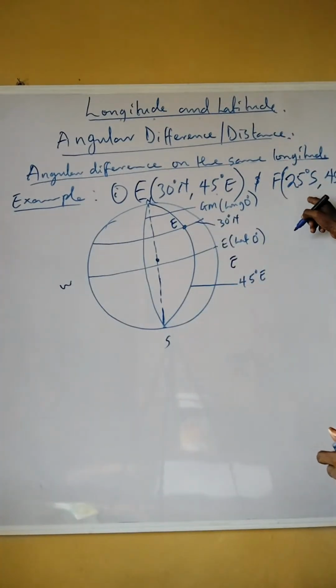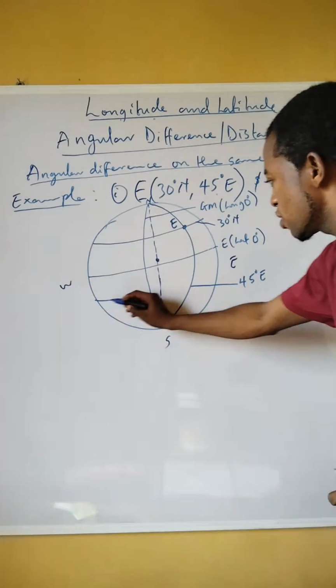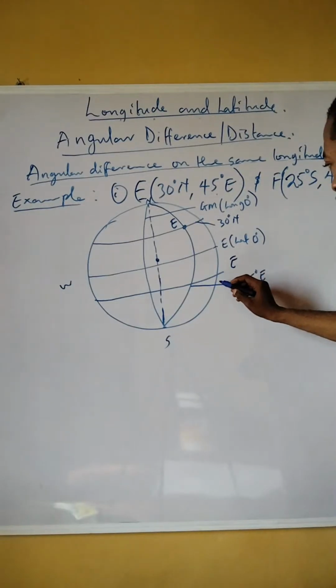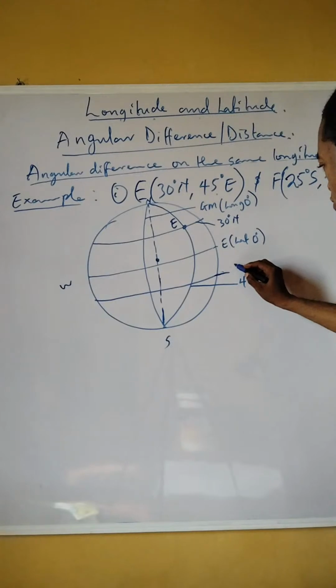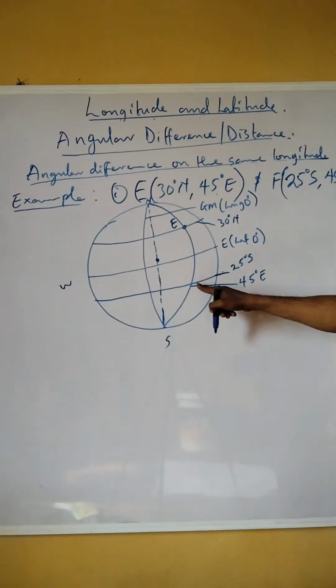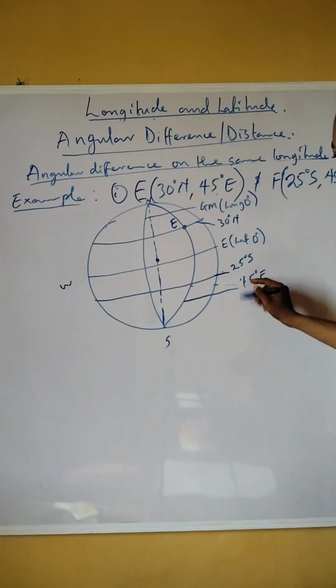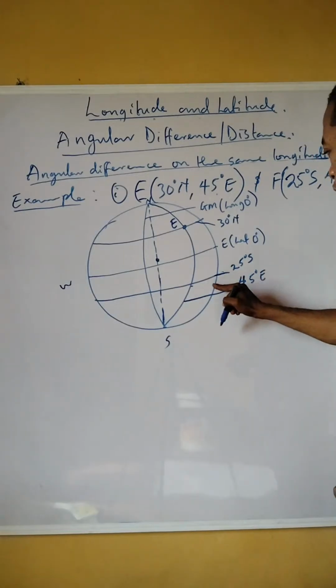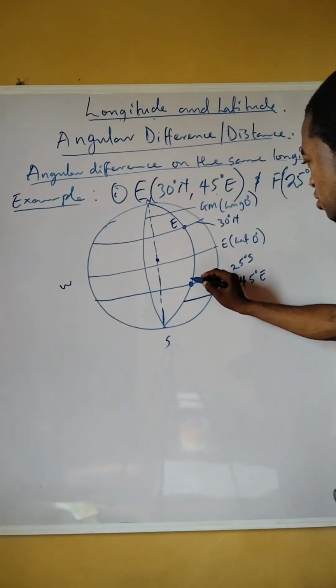Same thing, your point F, that's 25 degrees south. That's latitude towards the south. So you can draw 25 degrees south somewhere here, and you label it as 25 degrees south and 45 degrees. That has been drawn to be 45 degrees. So where it meets with this 25 degrees south, that's our point F, right?